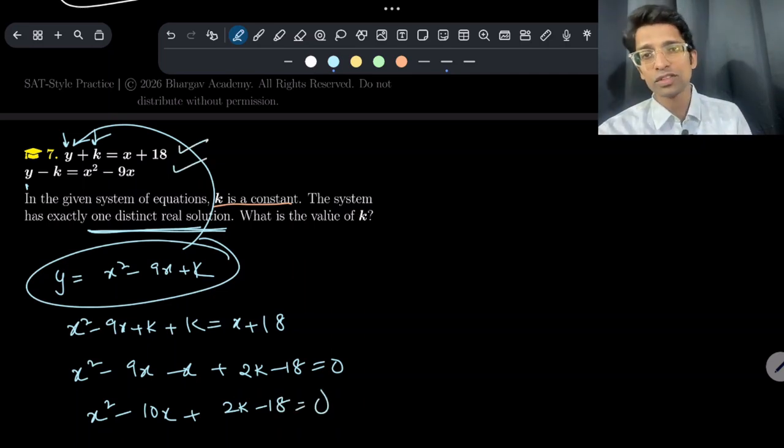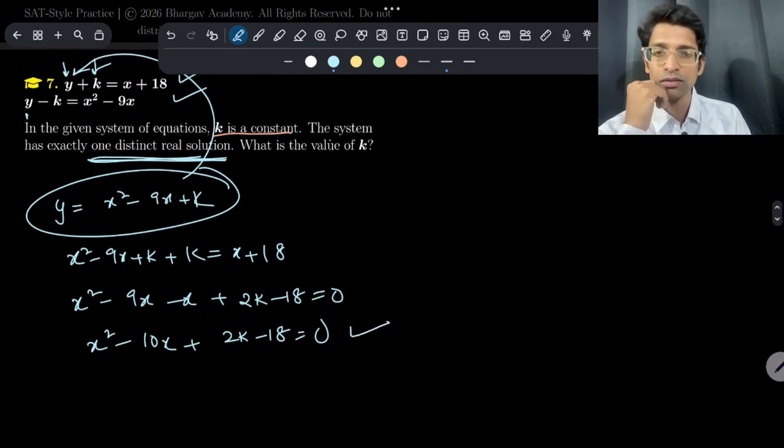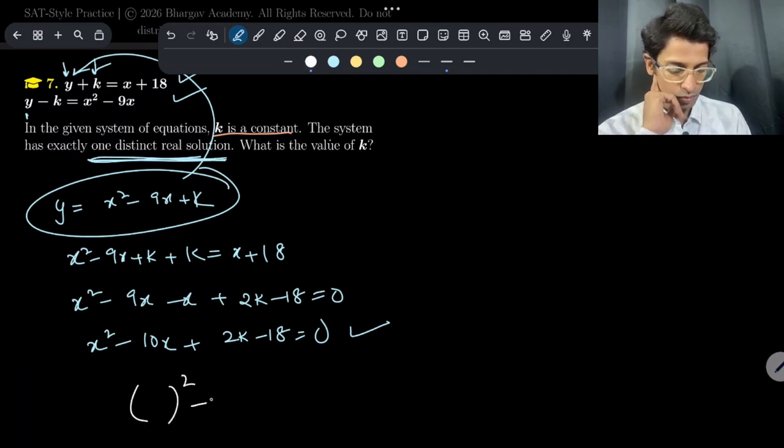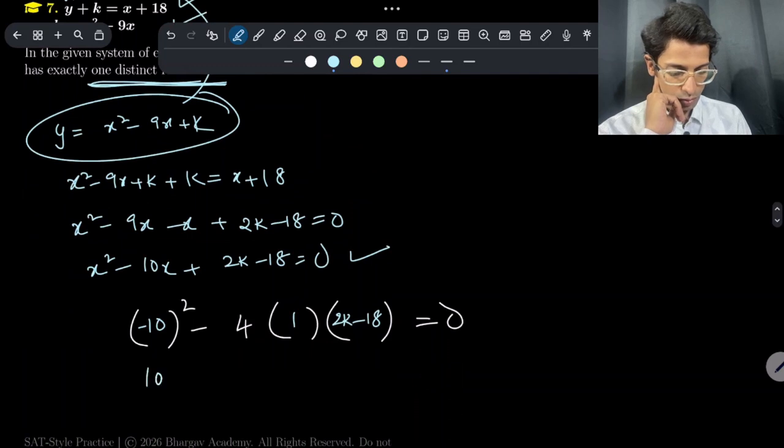Again, the same logic which we have used previously, we have to use it here because he is telling you exactly one distinct real solution. So this quadratic should have only one root. So the discriminant has to be equal to 0. B square minus 4 into a into c should be equal to 0. B is minus 10, a is 1 and c is 2k minus 18. That reduces to 100 minus 4 into 2k minus 18 is equal to 0.